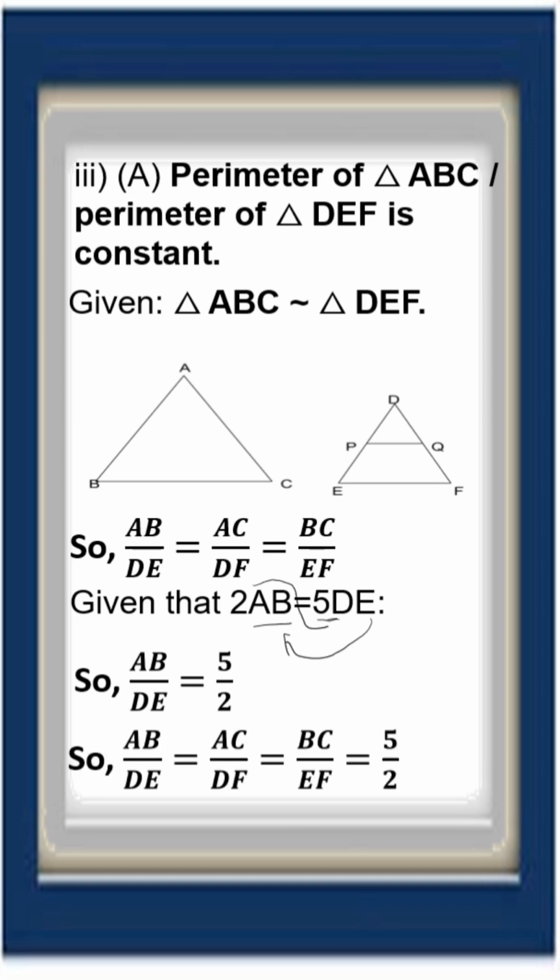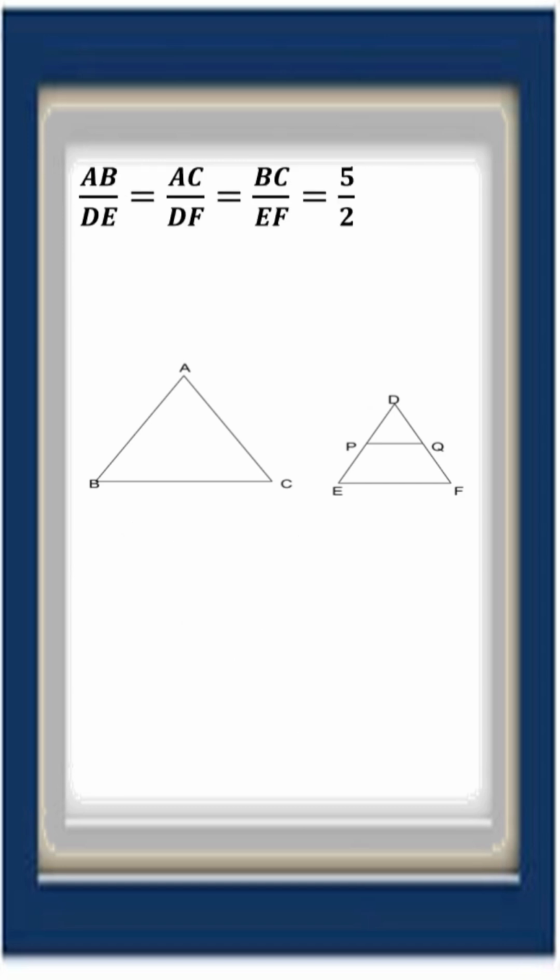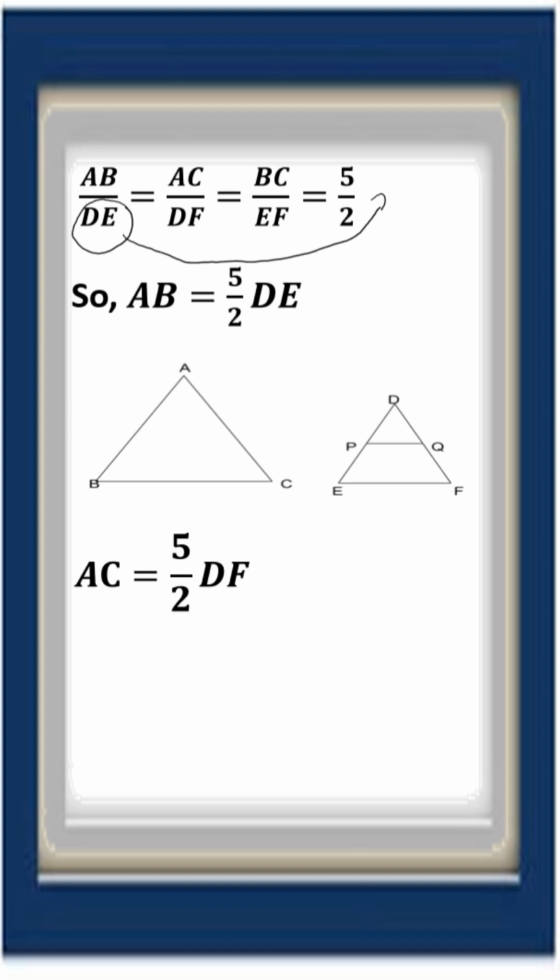So AB by DE is equal to AC by DF is equal to BC by EF is equal to 5 by 2. So AB is equal to, transpose DE to this side, 5 by 2 DE. Similarly, AC is equal to 5 by 2 DF. Similarly, BC is equal to 5 by 2 EF.